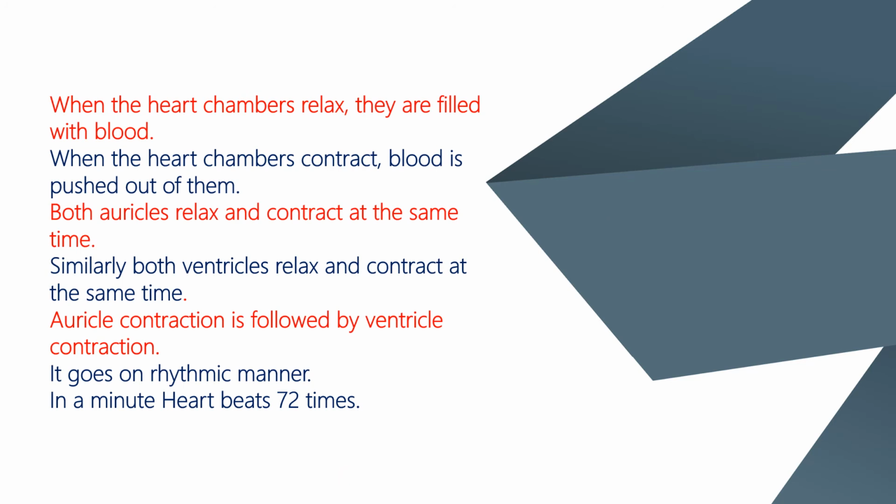When the heart chambers relax, they are filled with blood. When the heart chambers contract, the blood is pushed out of them. Both the auricles relax and contract at the same time, and both the ventricles relax and contract at the same time. First, the auricular contraction takes place, and it is then followed by the ventricular contraction, and it goes on in a rhythmic manner. You can't believe it, but in a minute the heart beats 72 times.